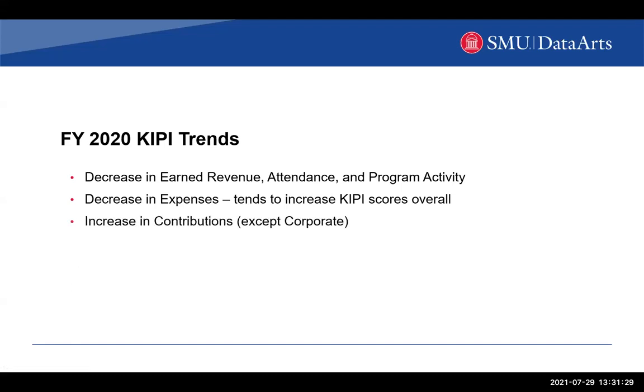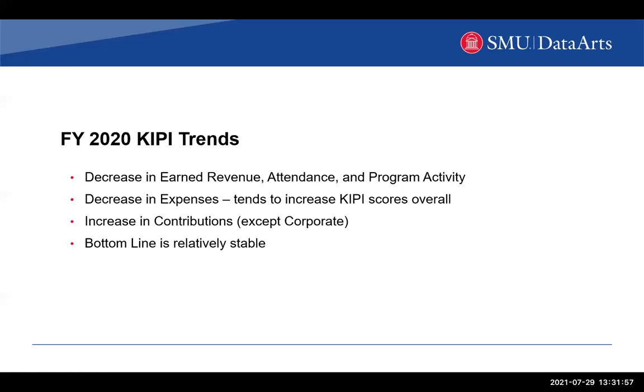Next, we see an increase in scores related to contributions of all types, with the exception of corporate contributions. This is corroborated by other research that showed an increase in individual contributions at the beginning stages of the pandemic. We also know that many government and private foundations provided emergency funding during this period. This generosity from individual and institutional funders in fiscal year 2020 seems to be reflected in organizations' KIPI scores.